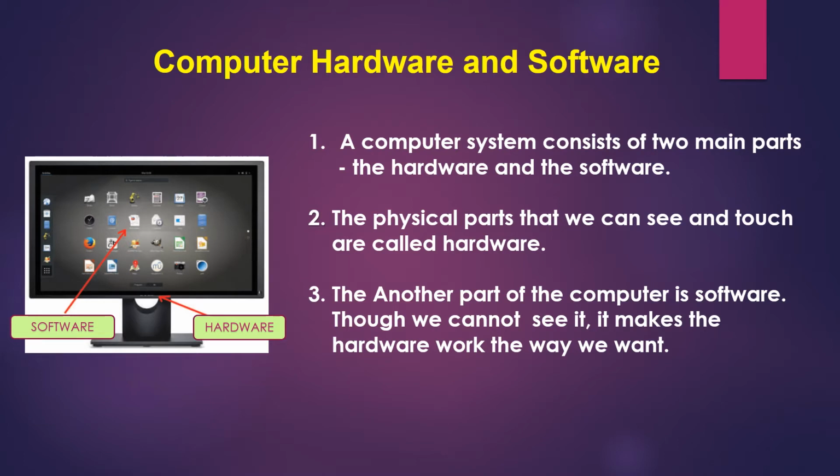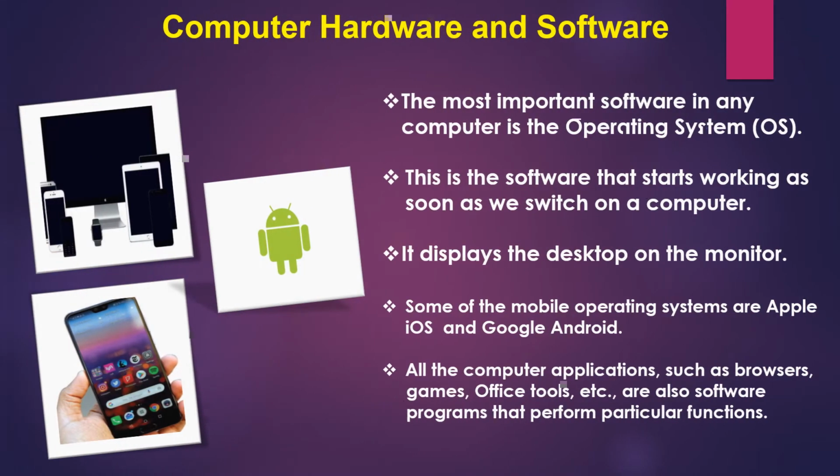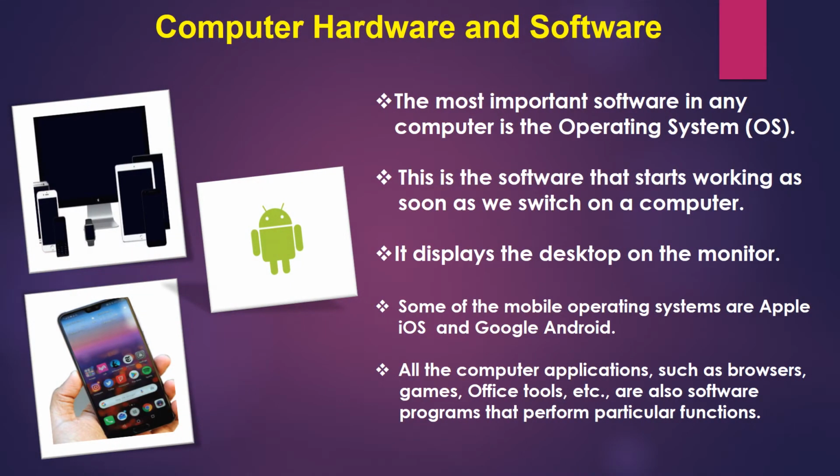Monitor is a physical device, or hardware. When we start a program, for example a game, it is displayed on the monitor. This is done by the software, which displays text, images and videos on the monitor. Hardware would not be able to function without software. The most important software in any computer is the operating system.